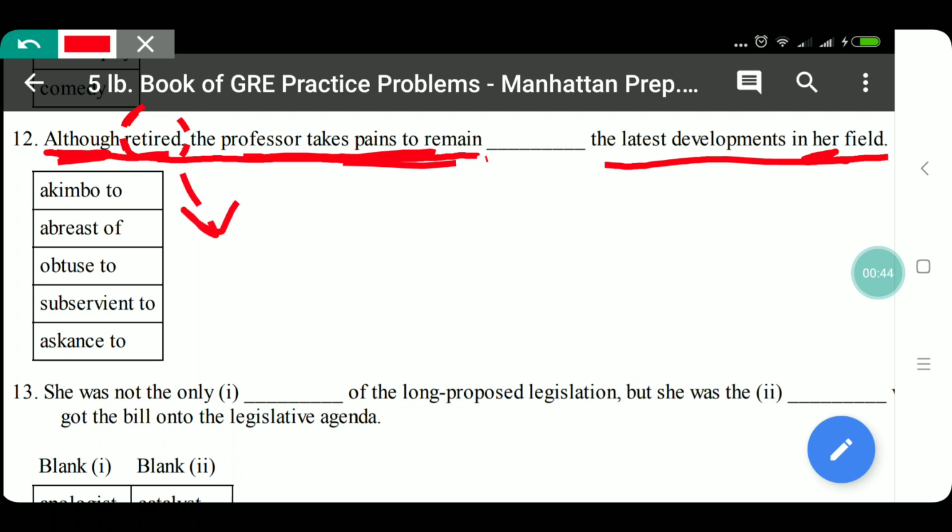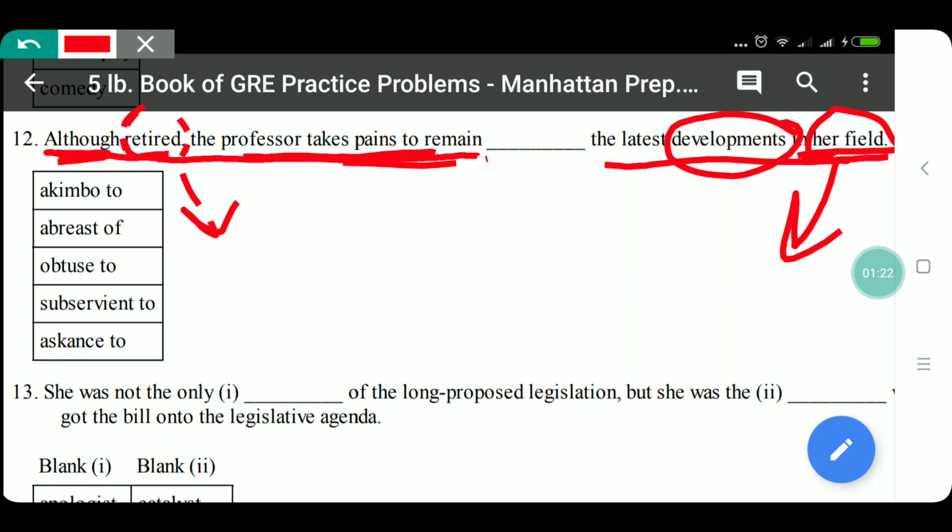So when we see retired, what do we basically think about that retired person? That retired person will spend a lot of time, will be relaxed, will not do new things. But you see, although retired, the professor takes pains to remain dash the latest developments in her field. The professor was from a particular field. If a professor is retired, that professor will not spend time in her or his field.